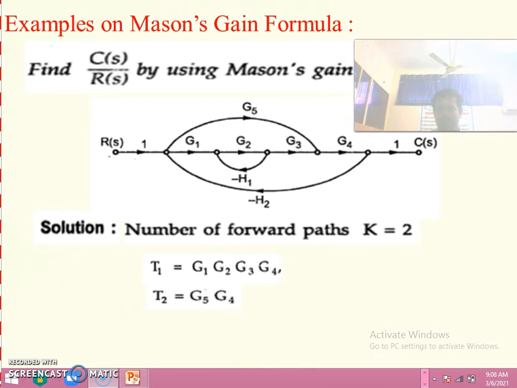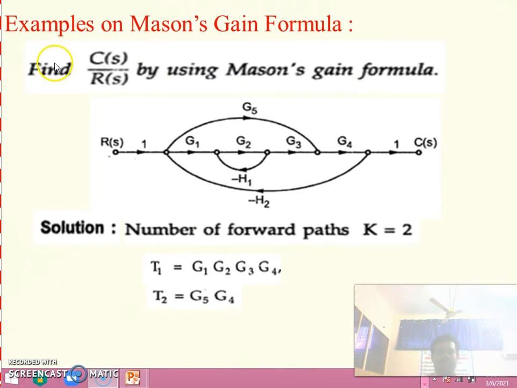Now next we are going to see a problem. Find C(S) by R(S) by using Mason's gain formula. In the question, they have given one signal flow graph. For this signal flow graph, we have to find the overall transfer function or overall gain.